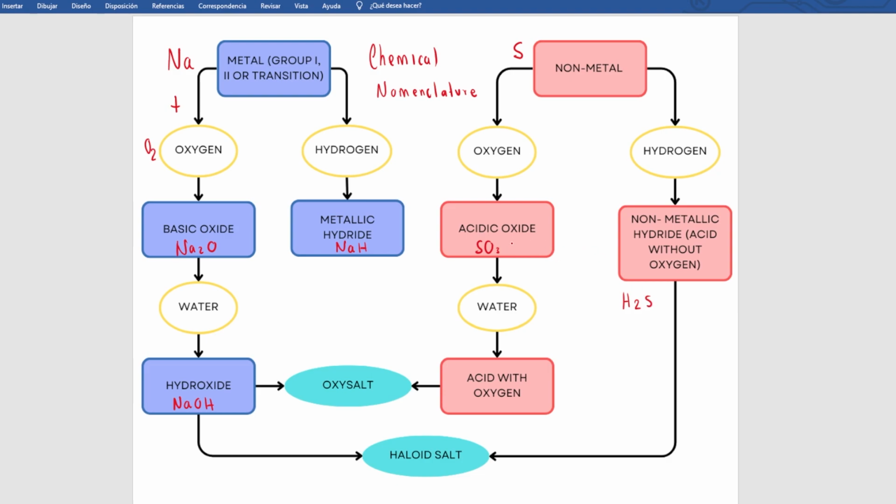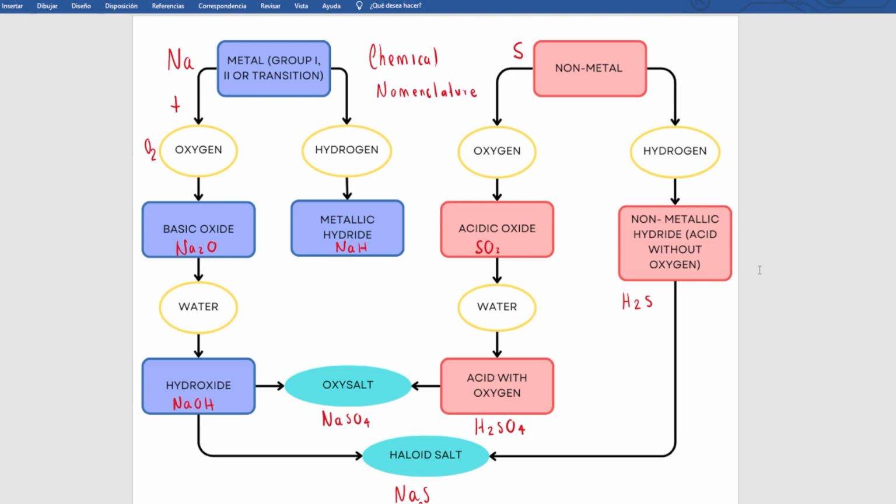Now, let's go back to the acidic oxide, and let's mix it with water. And here, we will have an acid with oxygen. In this case, we will have sulfuric acid. And in the end, if we mix the hydroxide with this acid with oxygen, we will have an oxysalt, like sodium sulfate. And if we mix the hydroxide with a nonmetallic hydride, we will have a haloid salt, or a salt without oxygen, like sodium sulfide.